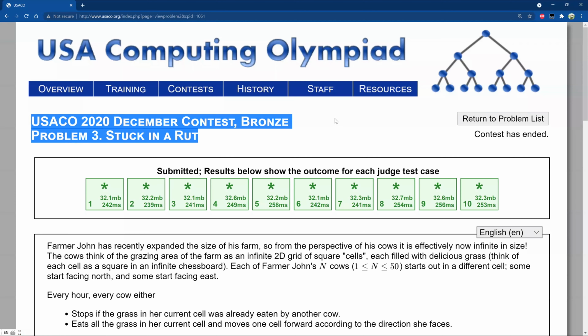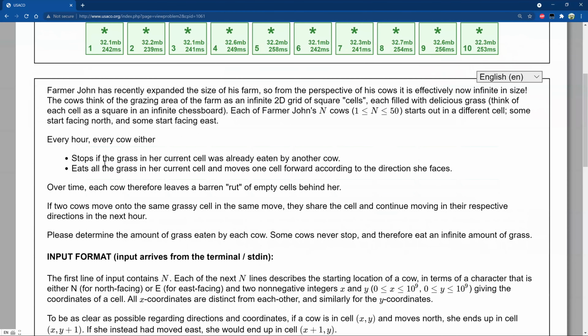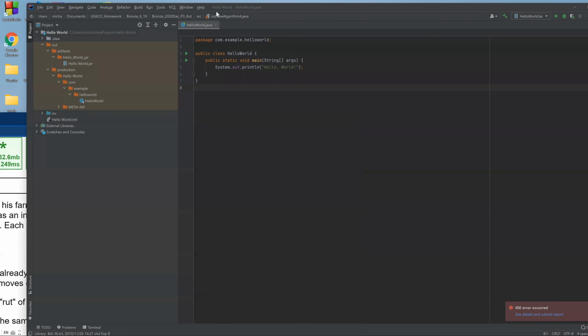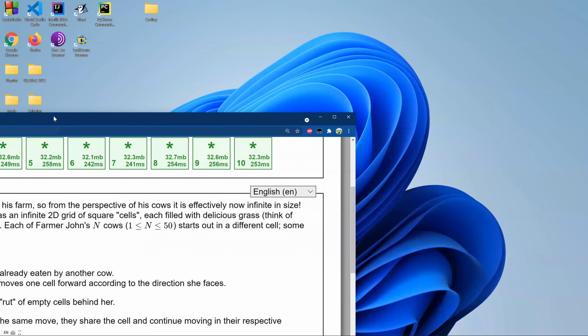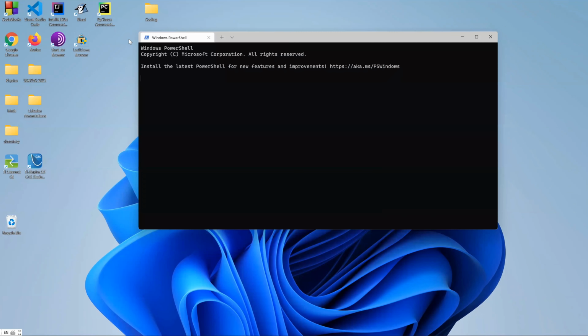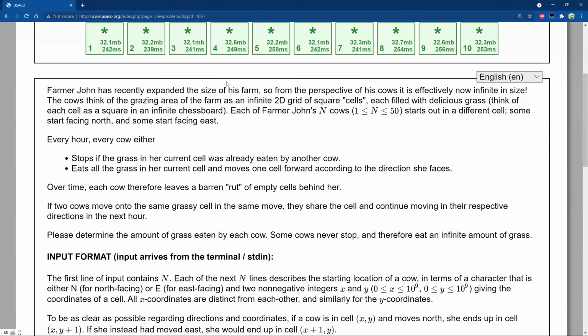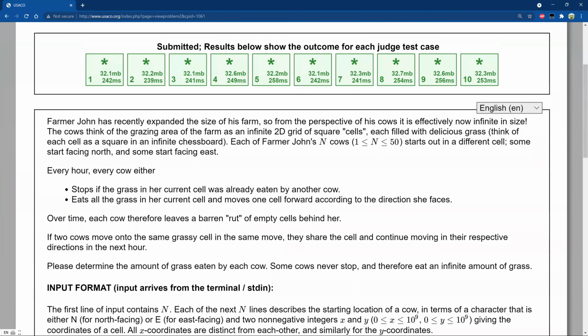So this is the problem, and let's read the question first. And actually, in case you're wondering, I had Windows 11 installed on my computer, and the GUI looks kind of different, but yeah. All right, I digress. Let's go back to the problem here.